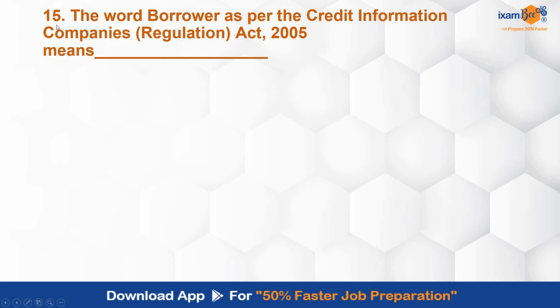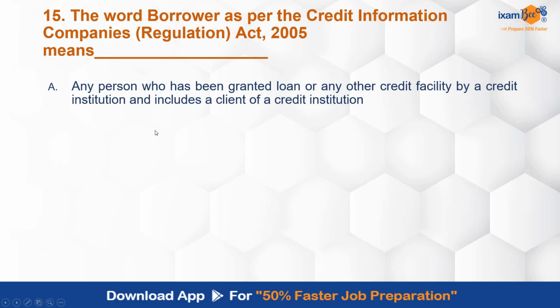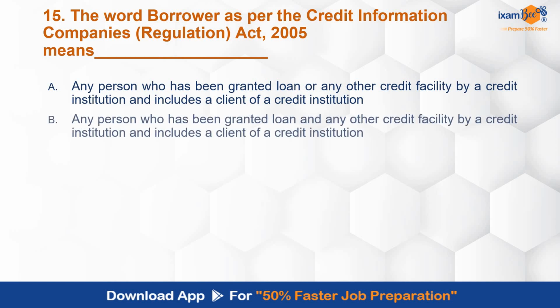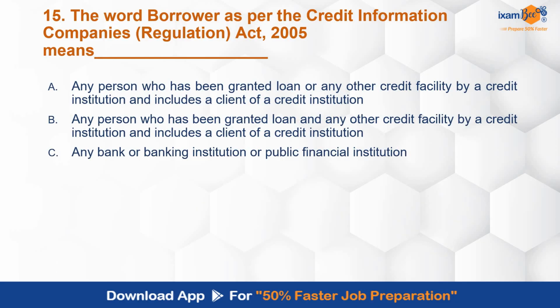Last question for today. The word borrower as per Credit Information Companies Regulation Act 2005 means what? Any person who has been granted loan or any other credit facility by a credit institution and includes a client of a credit institution. Any bank or banking institution or public financial institution. Both A and C. None of the above. So borrower includes what as per this Act?